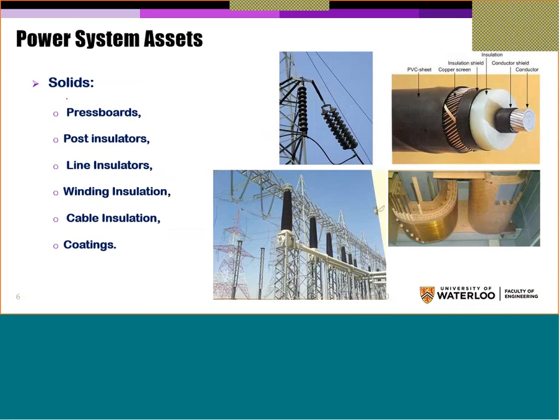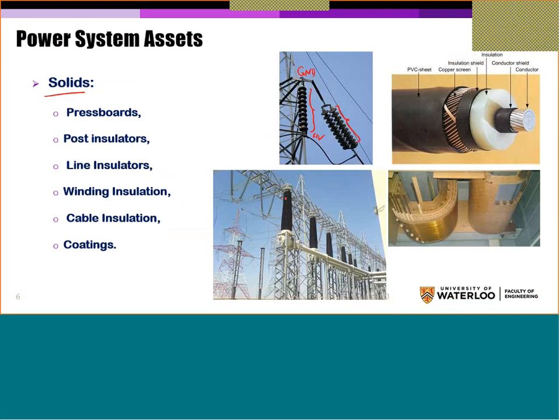The third form is the solid, and the solid comes in different forms. For example, this is an outdoor insulator. This is the high voltage here, and here is the ground. So between the high voltage and the ground, this is the insulation. Here is the insulation as well. This is made from ceramic materials. This is called outdoor insulators.